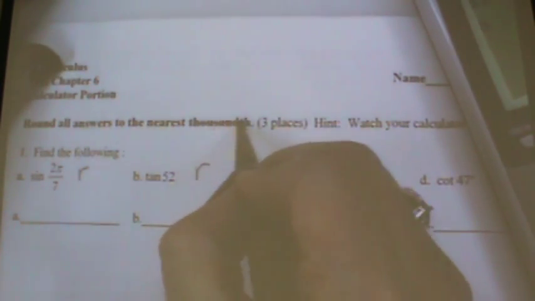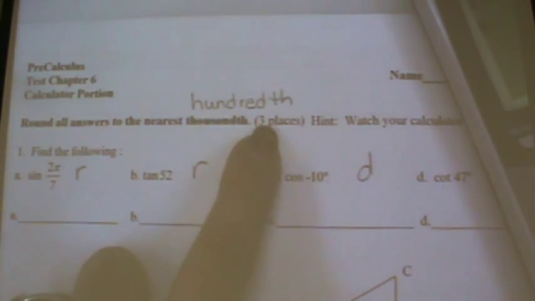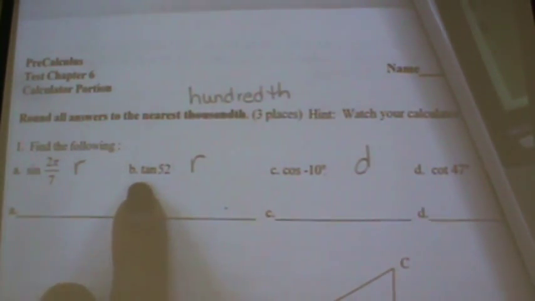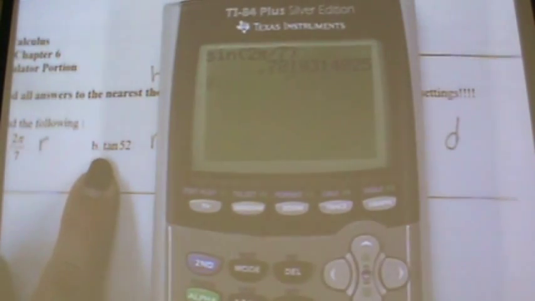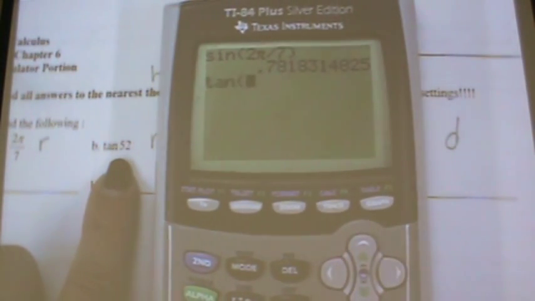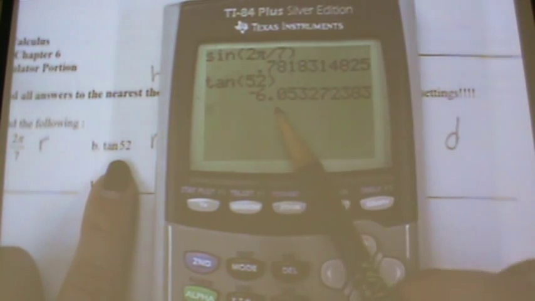I'm probably going to make this to the nearest hundredth tomorrow. Why? Because it's easier for me to check. Hundredth is 2 places. How do you do tangent of 52? Again, make sure your calculator's in radian mode. Just hit tangent 52. So for this answer, it should have been negative 6.053. That's your 3 places.